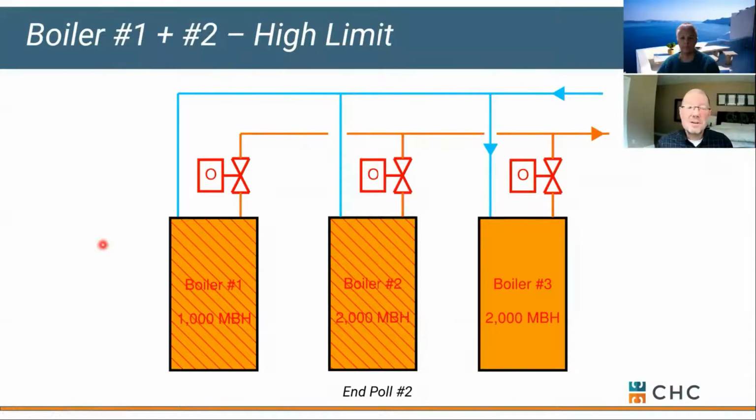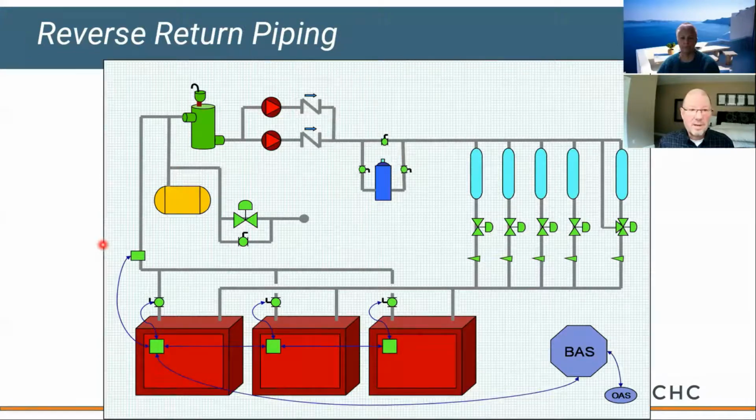Hopefully that makes sense on the importance of reverse return. It gives you balanced flow versus direct return, which we just ran through. You don't want to see this scenario on your project. So, reverse return piping.